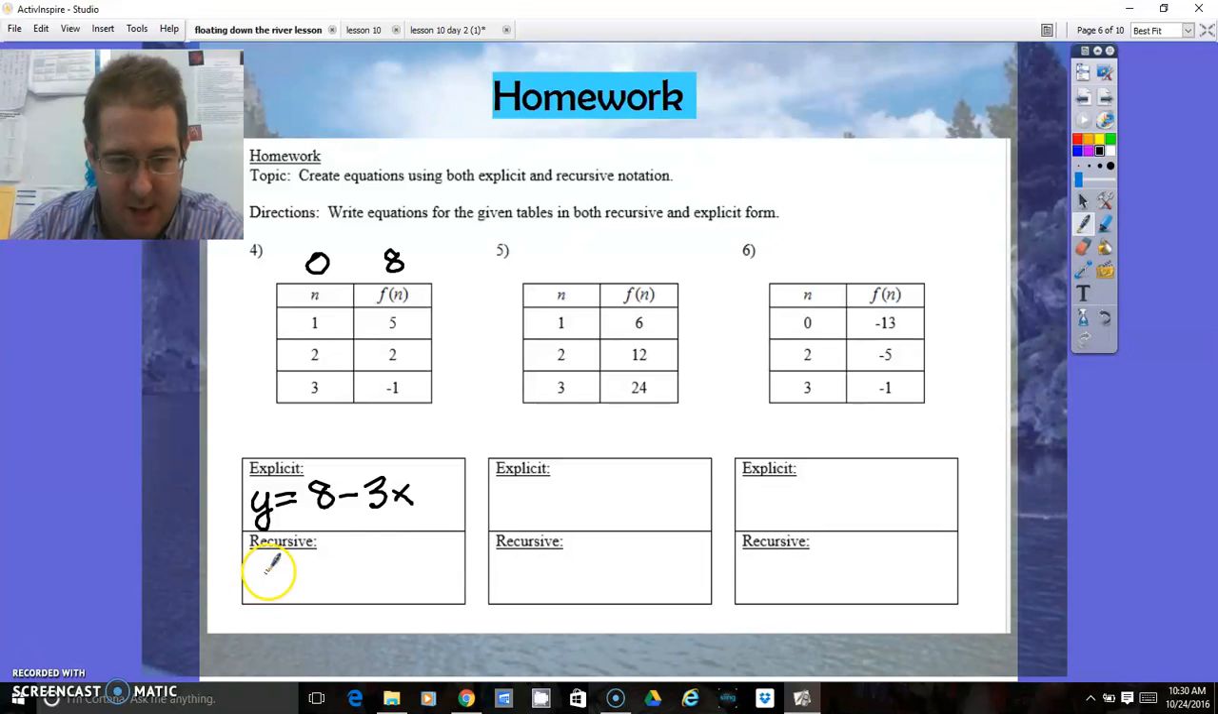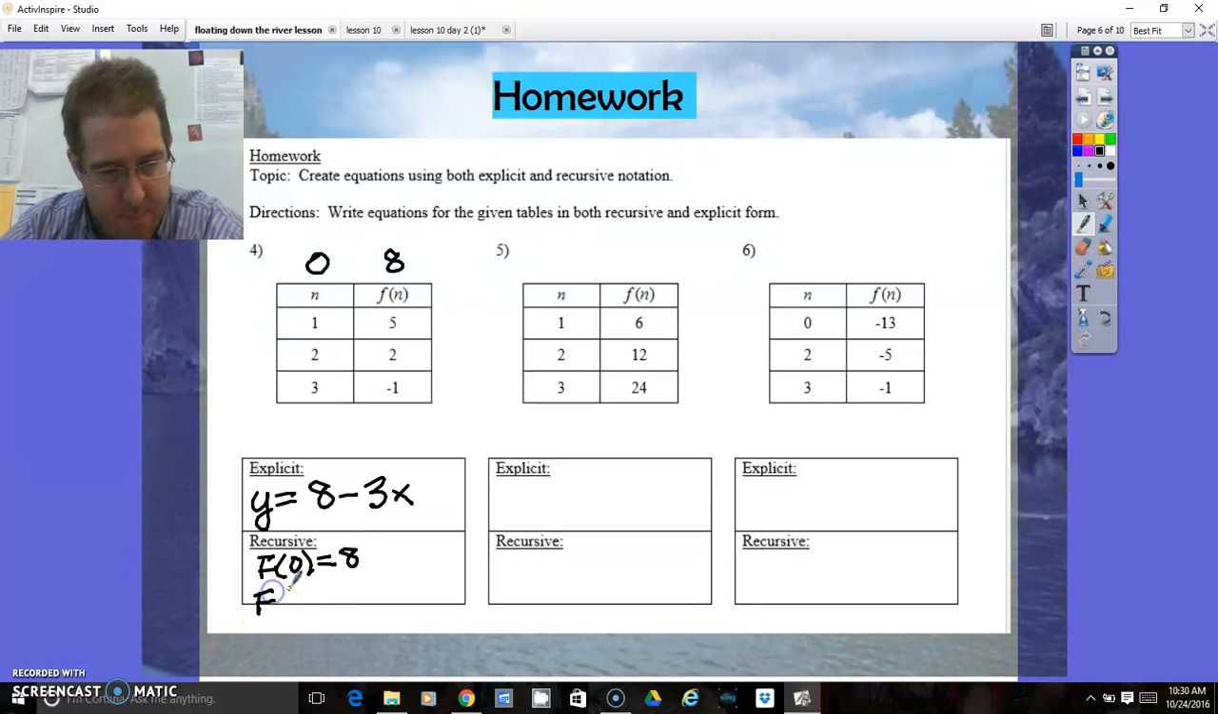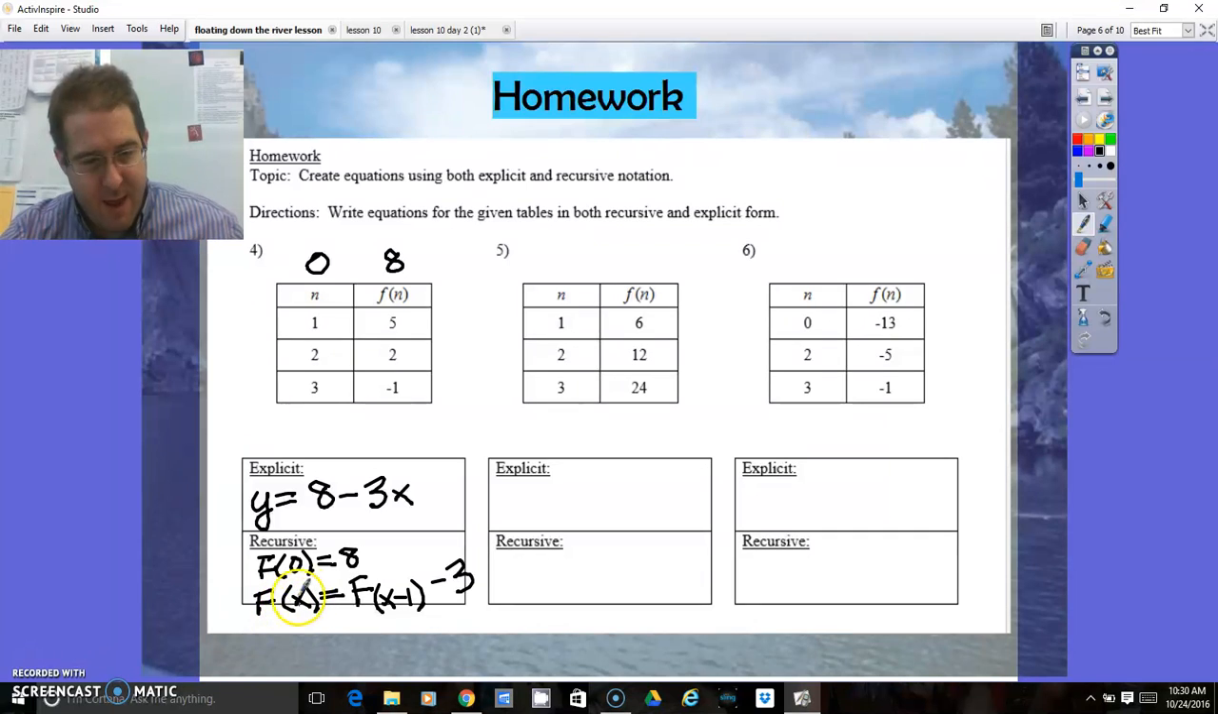The recursive formula in this case is going to be... I need to give a starting point. Let's go with f of 0 equals 8, and then f of any number, f of x, is equal to the previous term, f sub x minus 1, and then you're subtracting 3. So if you want to find any number, all you have to do is take the previous number and subtract 3 from it. And you have to give a starting point because depending on the starting point, you could get a completely different set of numbers.